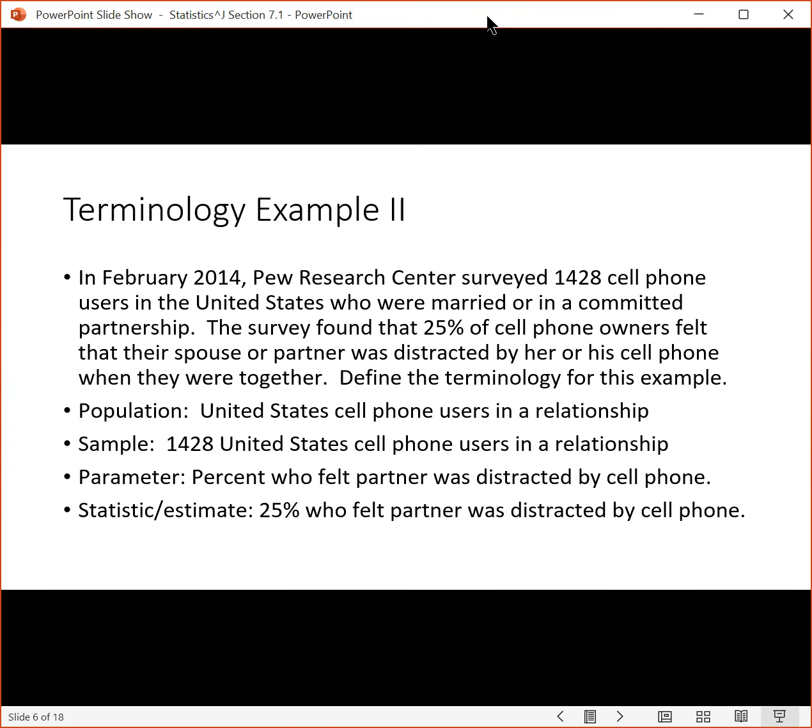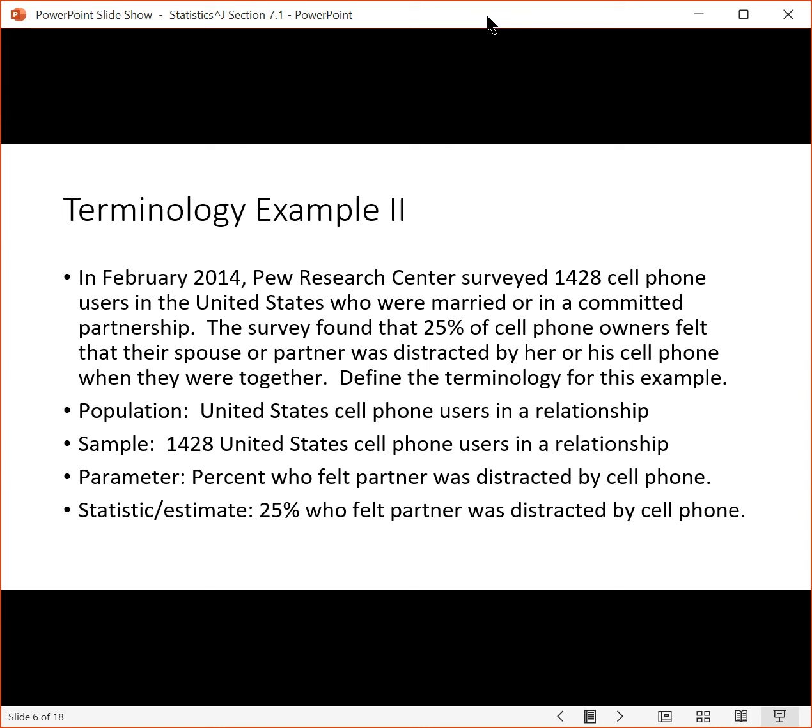Let's look at another example. All right, in February 2014, Pew Research Center surveyed 1,428 cell phone users in the United States who were married or in a committed partnership. The survey found that 25% of cell phone owners felt that their spouse or partner was distracted by her or his cell phone when they were together.